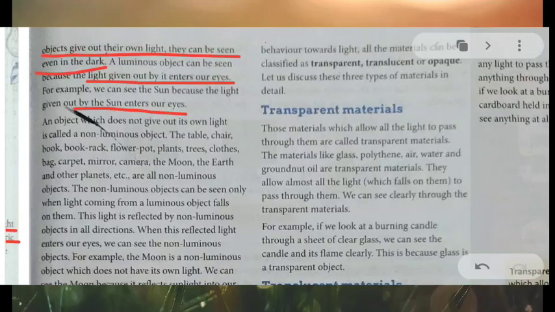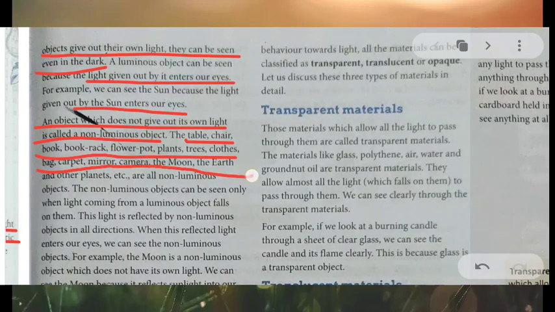Now second, we will see non-luminous objects. An object which does not give out its own light is called a non-luminous object. Non-luminous means which does not have its own light. The examples given are: table, chair, book rack, flower pots, plants, trees, clothes, bag, carpet, mirror, camera, moon, the earth and the other planets. These are non-luminous objects because they don't have their own light.